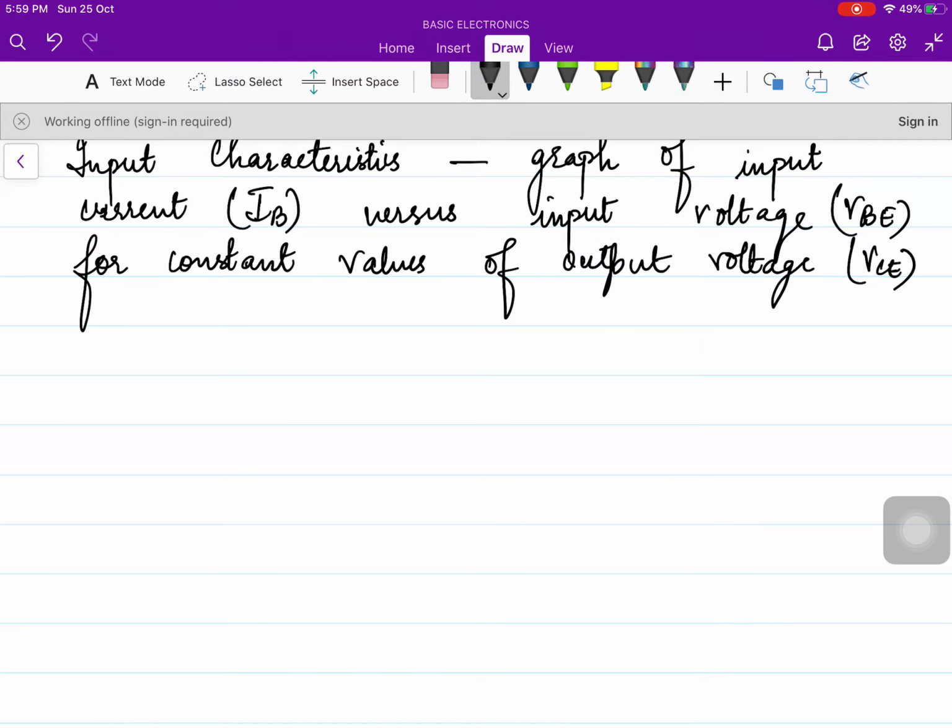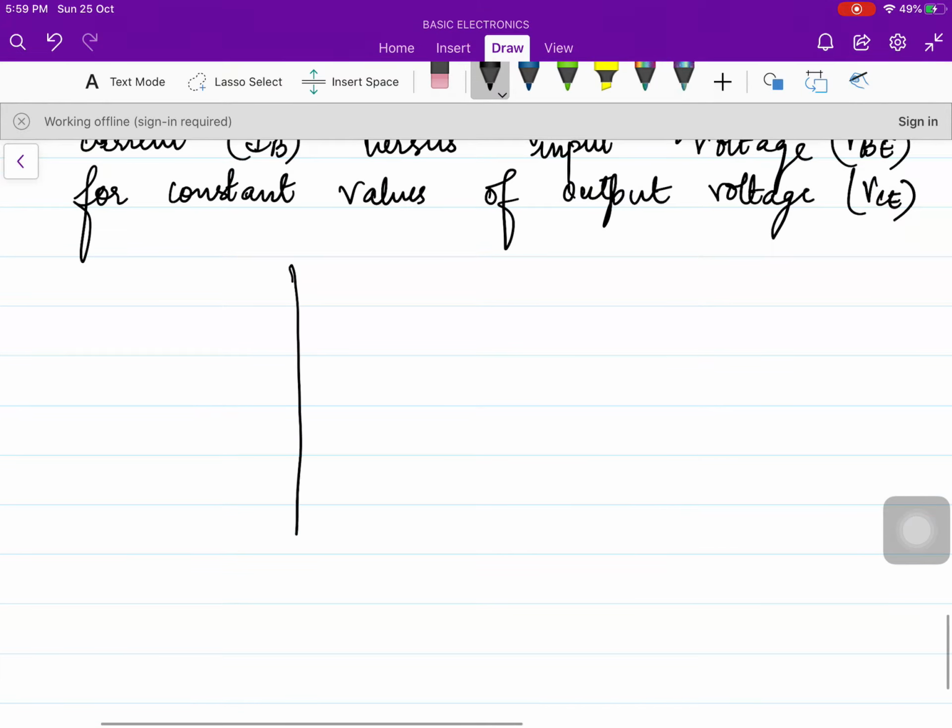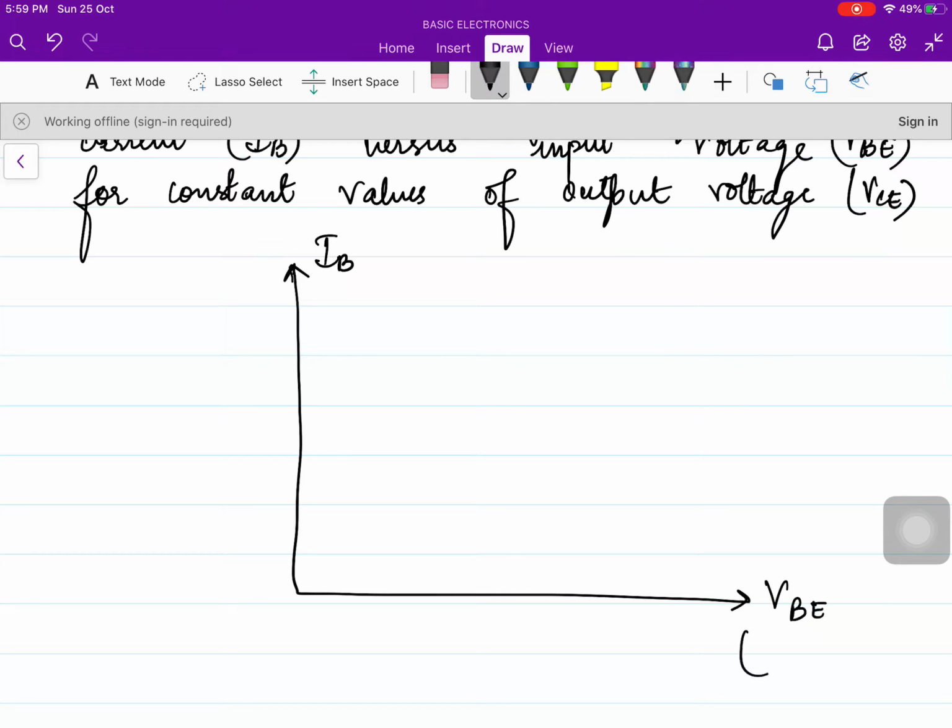So now let us first of all draw the axis and write down the parameters: input current IB, input voltage VBE. Let's write down the units now. Volts for VBE. Now remember, IB was very small as compared to IC and IE. So if the first thing that comes to your mind is milliampere, that is wrong, because keep in mind that IB is small as compared to IC and IE. Therefore it will be in microampere.